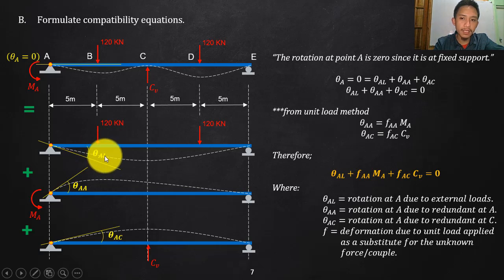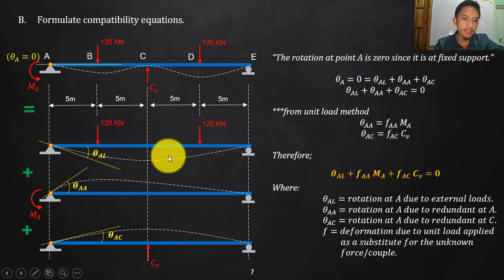So we will be having here a negative, but let's say we do not know, since we just assume that this will be the deformations. So let's just assume, okay, we do not know that this is the case. So all I need to do here is summate that rotation due to the external load. So that will be my theta A sub L here.